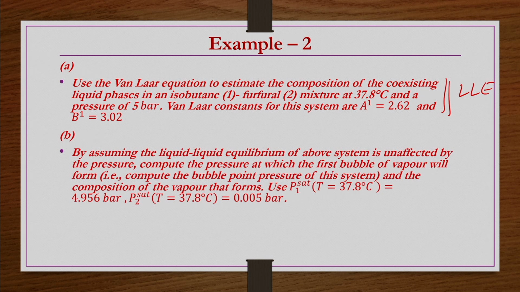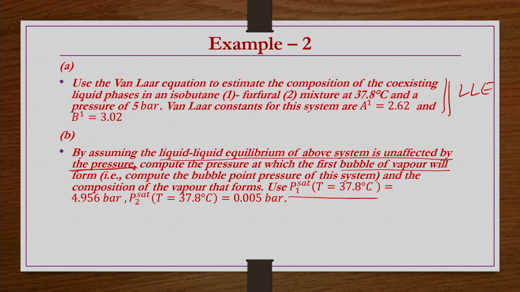In the second part, by assuming the liquid-liquid equilibrium of the above system is unaffected by pressure, which is already given, we do not need to make an assumption or check the vapor pressures, saturation pressures or the total pressure of the system. Assuming the LLE is unaffected by pressure, compute the pressure at which the first bubble of vapor will form. That is, computing the bubble point pressure of the system is required, and also the composition of the vapor that forms.